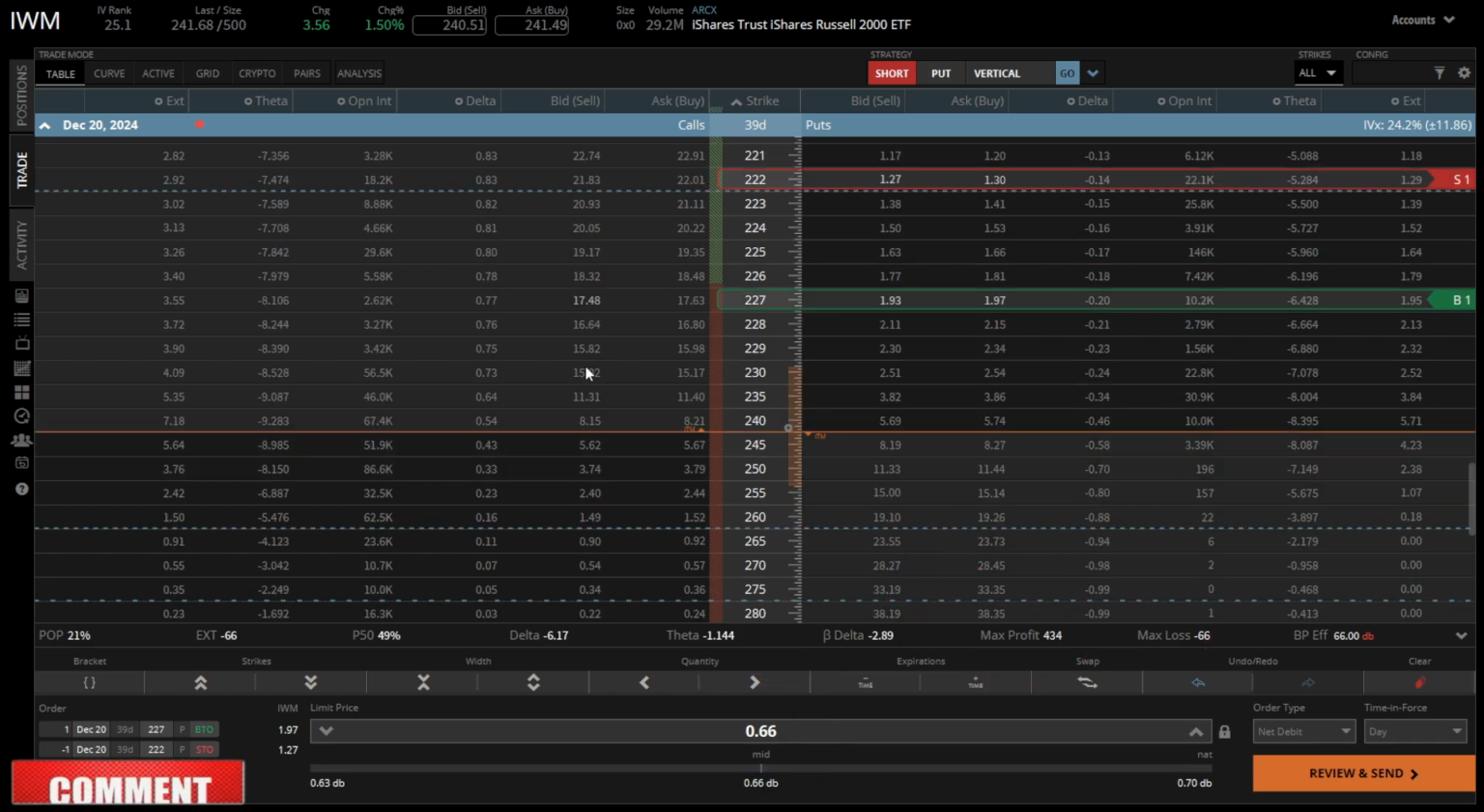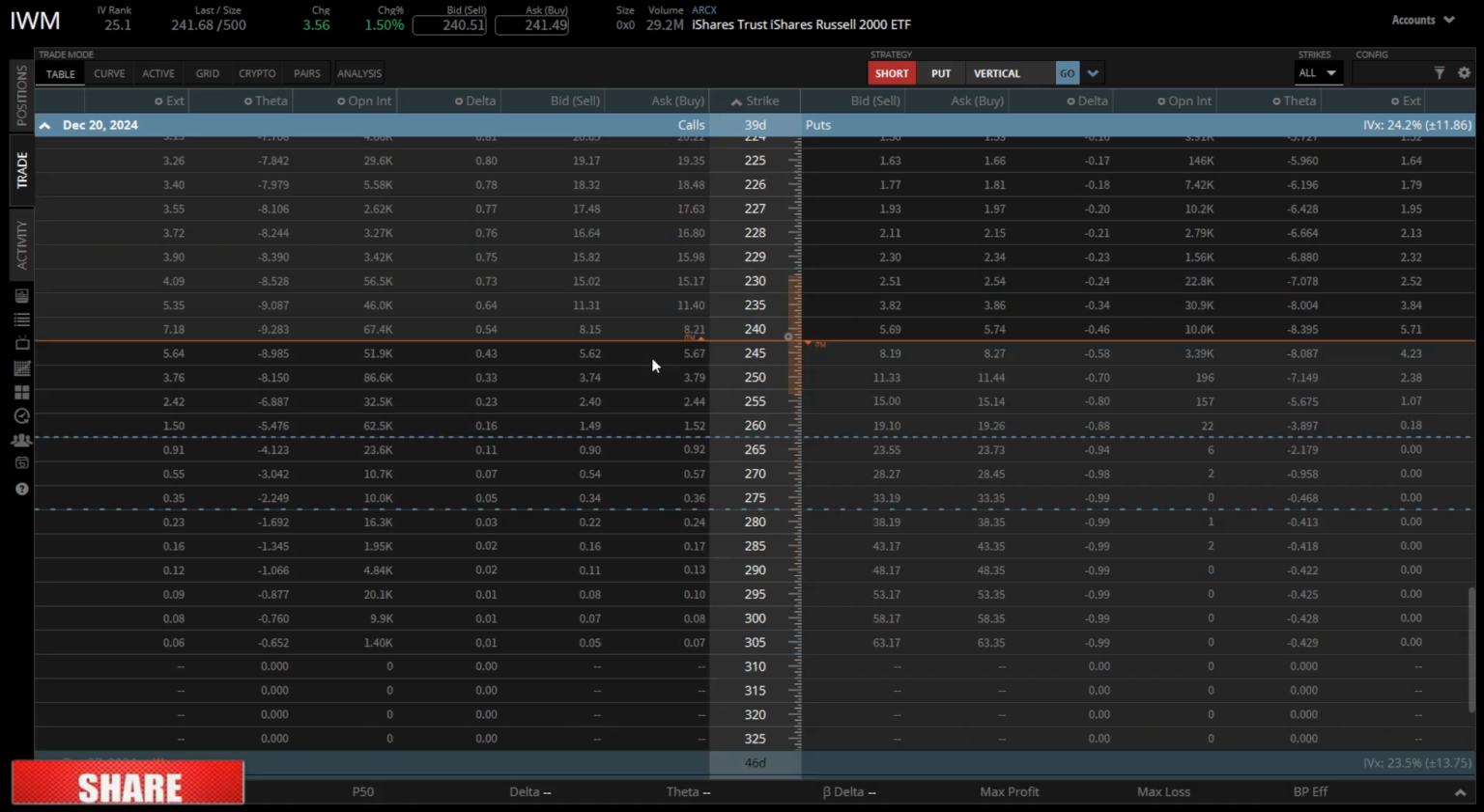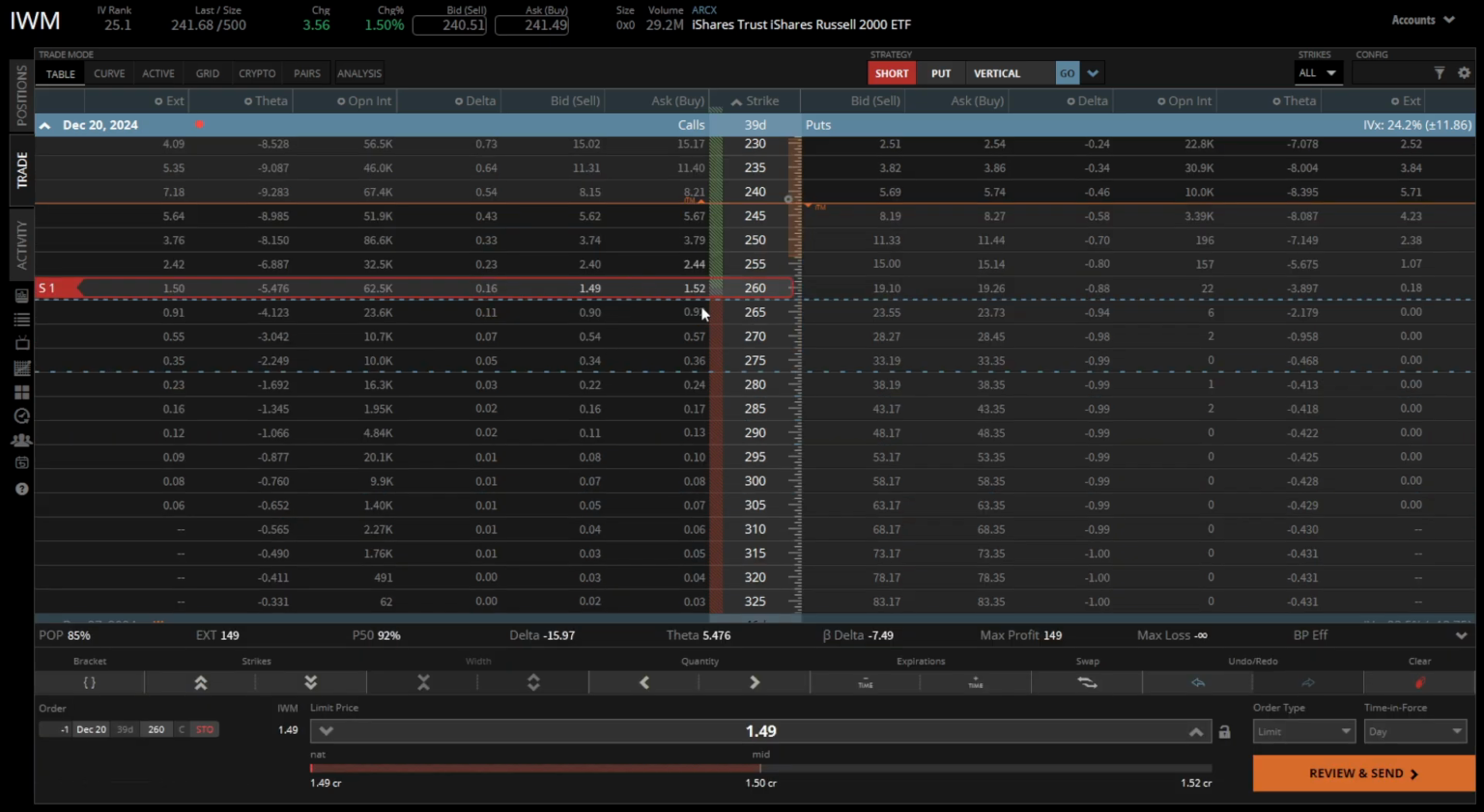Very simple. Of course, when it comes to the call side, this is the market price right now. If we're going to sell a short call vertical spread, we're going to sell one here close to the market and buy one here above.